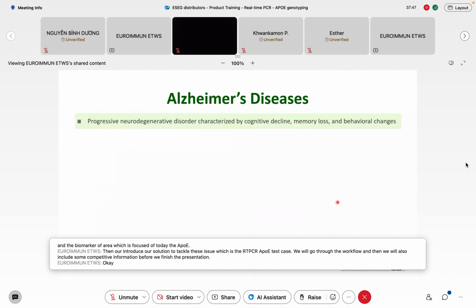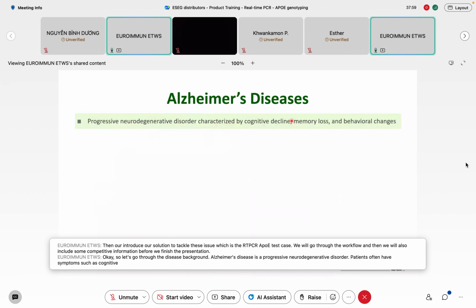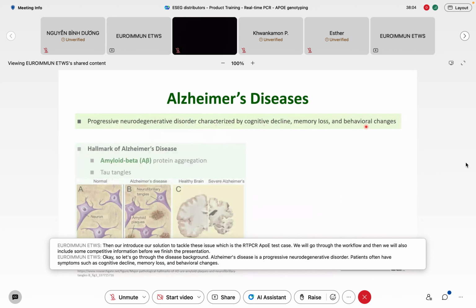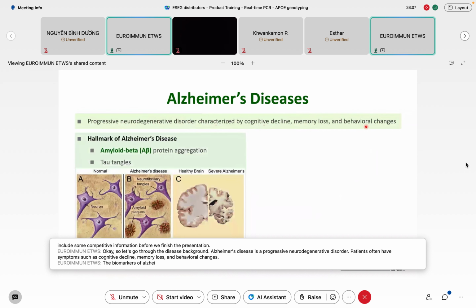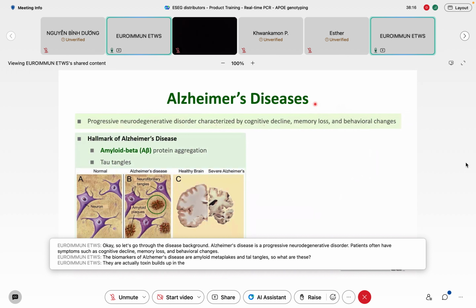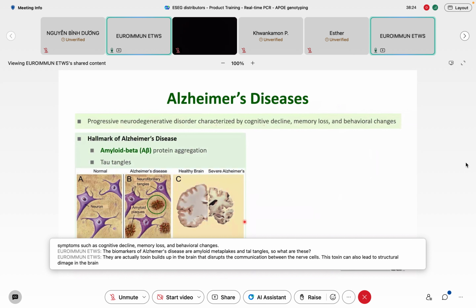Okay, so let's go through the disease background. Alzheimer's disease is a progressive neurodegenerative disorder. Patients often have symptoms such as cognitive decline, memory loss, and behavioral changes. The biomarkers of Alzheimer's disease are amyloid beta plaques and tau tangles. So, what are these? They are actually toxin built up in the brain that disrupts the communication between the nerve cells. This toxin can also lead to structural damage in the brain, which will result in the cognitive feature of the patient's symptom.